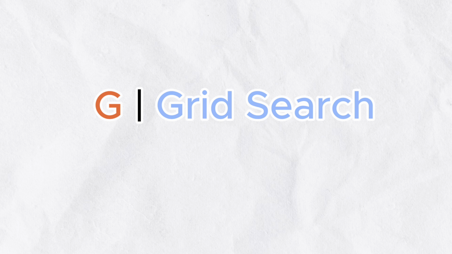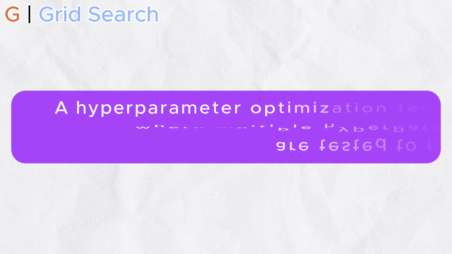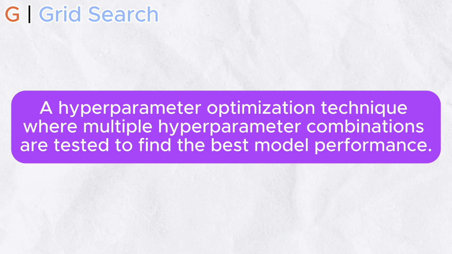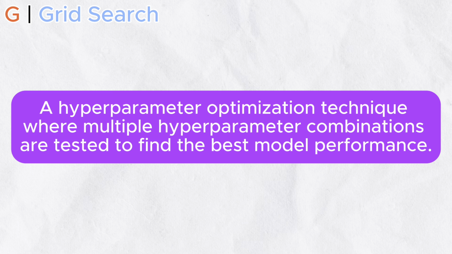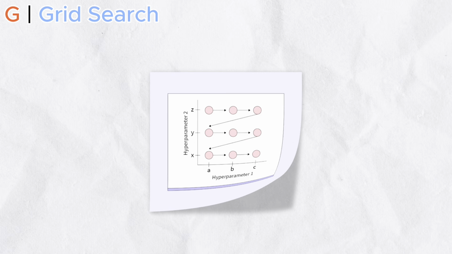G for grid search. Grid search is a hyperparameter optimization technique where multiple hyperparameter combinations are systematically tested to find the best model performance. Machine learning is an iterative process. We don't know straight out of the bat what the best model parameters are that will give us the best results.